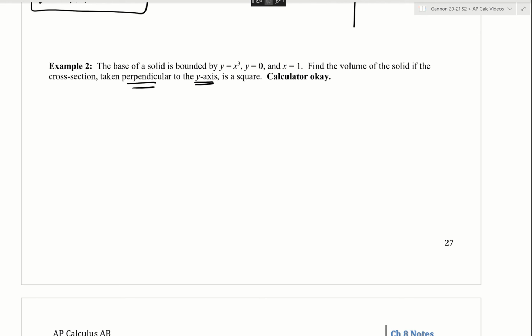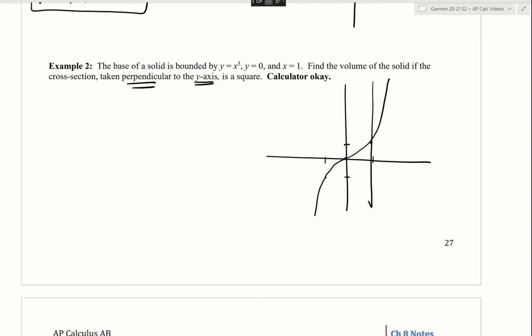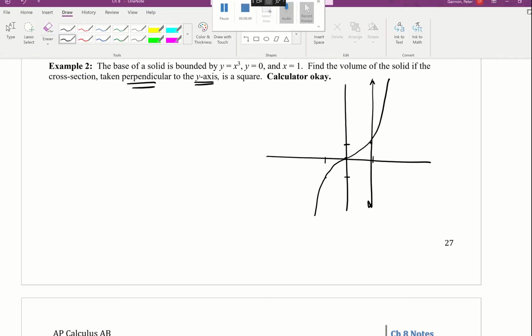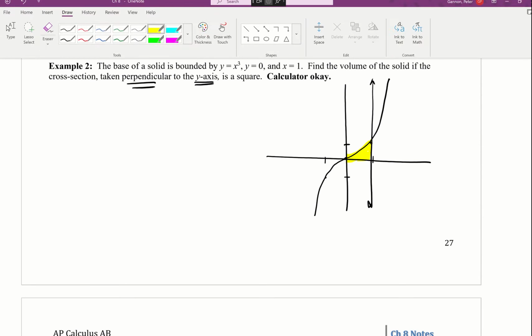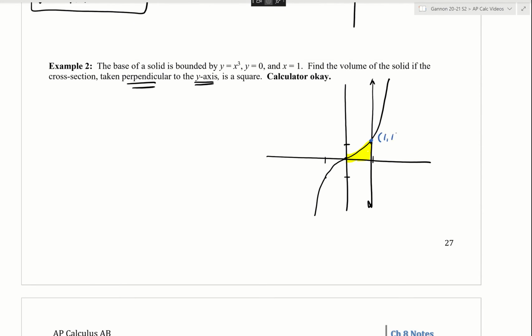All right, so if we took a look at the graph of this function, just so we can get a visual of what's happening, y equals x cubed is going to be that cubic function. It's going to curve up here, curve down here. We are also bounding that by y equals 0, which is the x-axis, and x equals 1, which is this line right here. That means that this area right here is the base of our solid. This point of intersection right here is (1, 1).